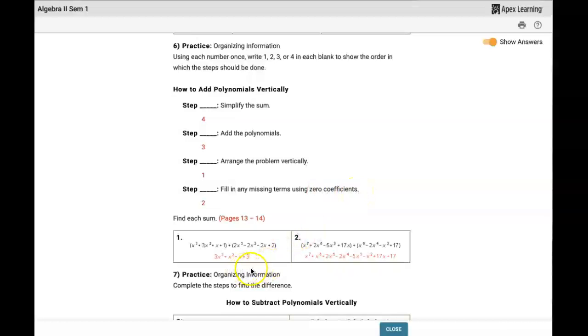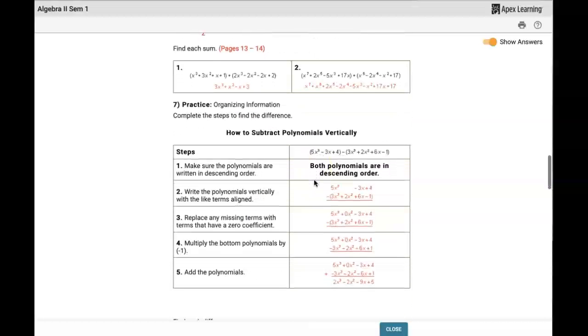So for example here, if I am missing an x to the 3rd, right, it's just 0x to the 3rd, okay? Then once I've done that and filled in those 0 coefficients, I'm going to add them together and simplify the sums. All right, and a really good example I'm pointing out right here is down here where I have 0x squared, okay? So that's an example of just filling in the missing term by having it be a 0, okay? Subtracting the polynomials vertically, okay, same thing.